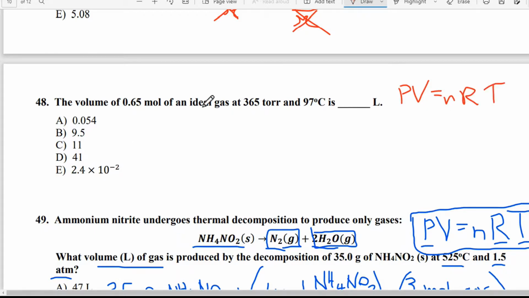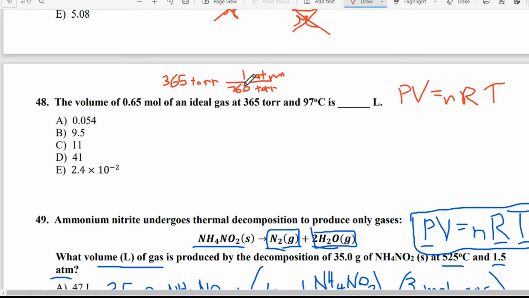The only thing is you have to convert this to ATM, so you basically say 365 torr. If you're nerdy enough, like me, and you actually have the other ideal gas law constants memorized for all the different units, you wouldn't have to do this. You could just use one of the other ideal gas law constants. But if you're not that nerdy, then you're probably just going to have to do this.